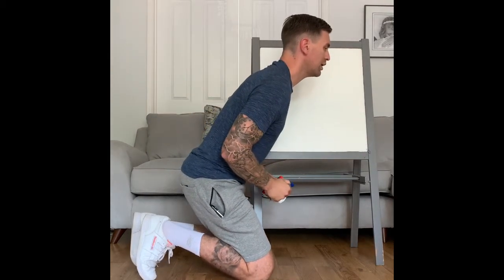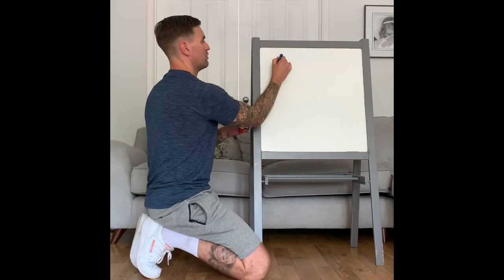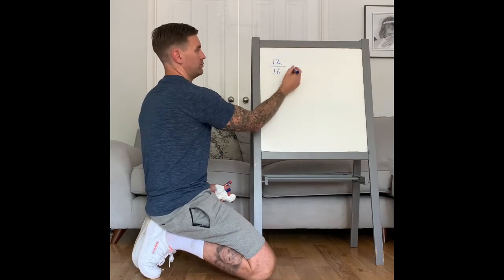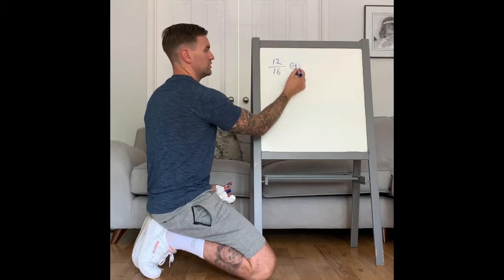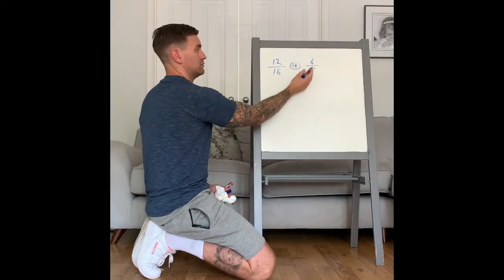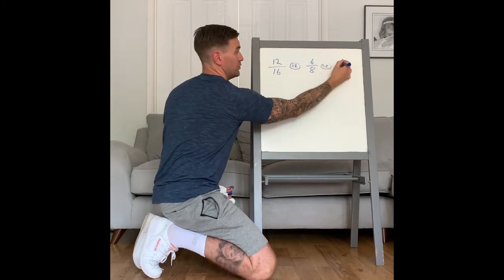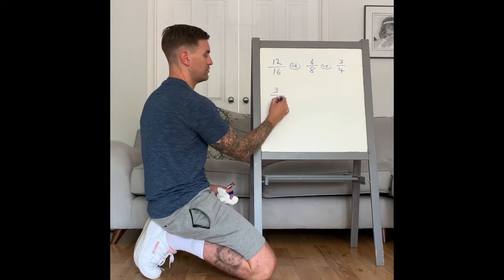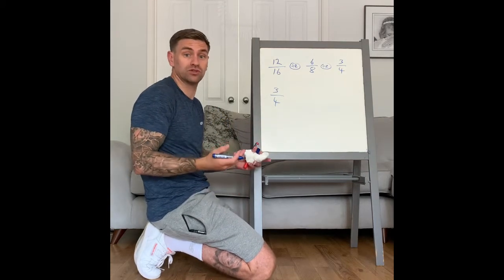Question 2, write 12 out of 16. So 12 out of 16. Divide them both by 2. Okay, so I get 6 out of 8. Divide by 2 again, shall we? Divide by 2, I get 3 out of 4. 3 quarters. So we've got 3 over 4. You might just know 3 quarters is 75%.